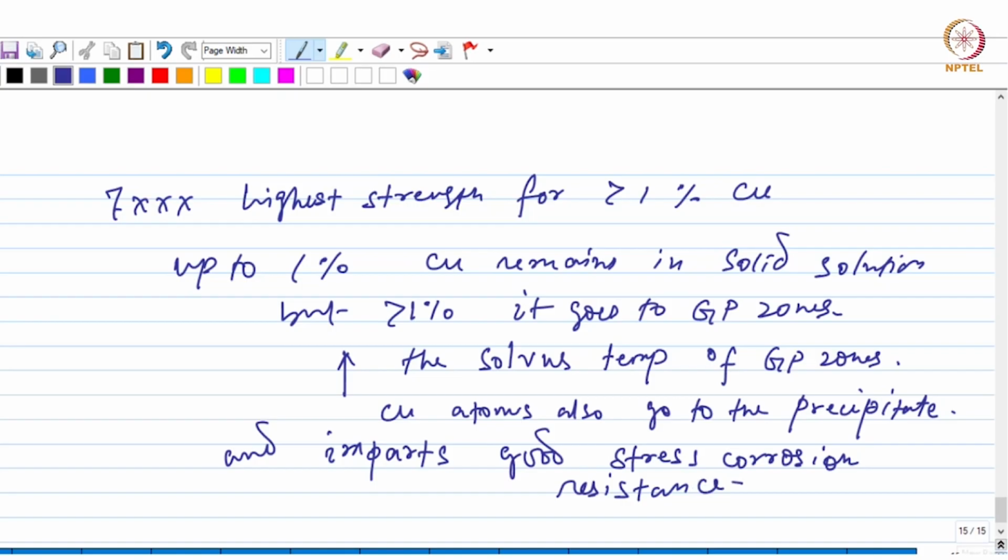And in order to form the precipitates uniformly, it is necessary to form the GP zones first. Depending on the conditions of aging, the precipitate can form directly from the supersaturated solid solution. In that case, the precipitate may not form homogeneously. In order to make sure that it forms uniformly, it is necessary that the GP zones form first.